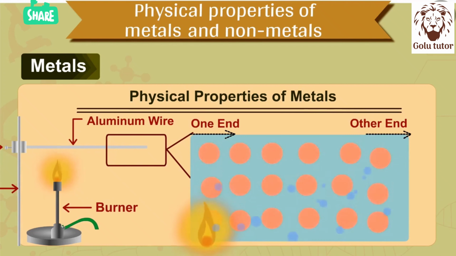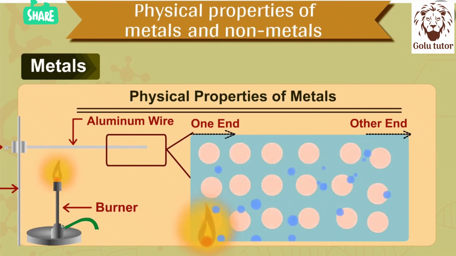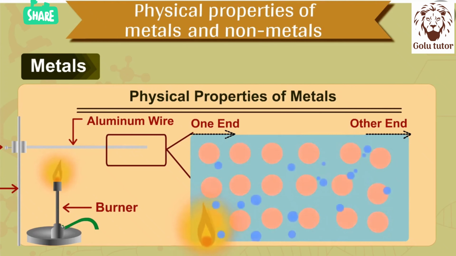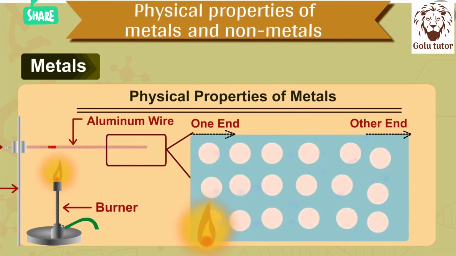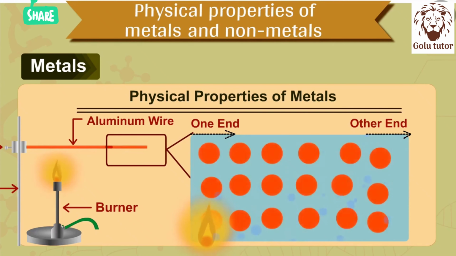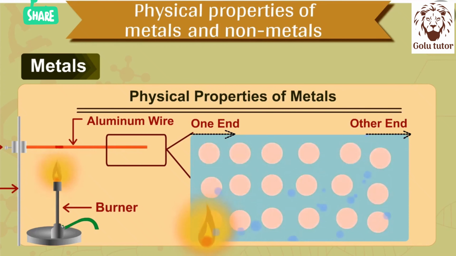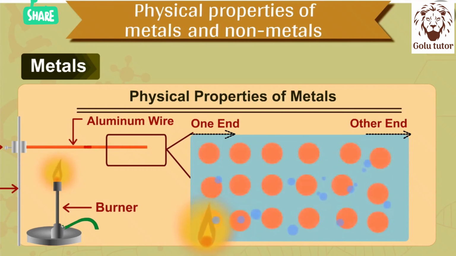When a metal is heated, its atoms receive energy and vibrate at greater speeds. This energy is received by the electrons present in the atoms. These electrons move in the metal. When energetic electrons move in the metal, they provide energy to the other electrons and atoms of the metal. In this way, heat is conducted from one end of the metal to the other.